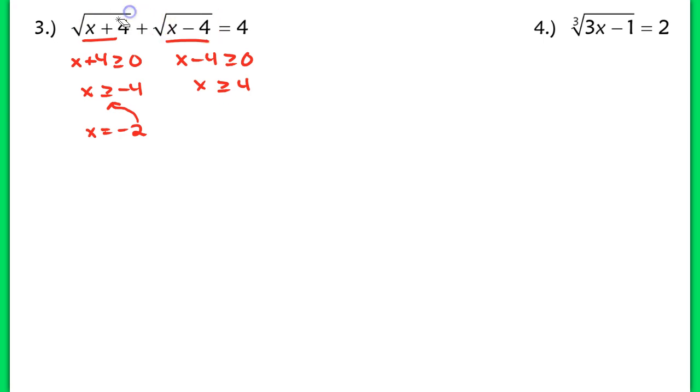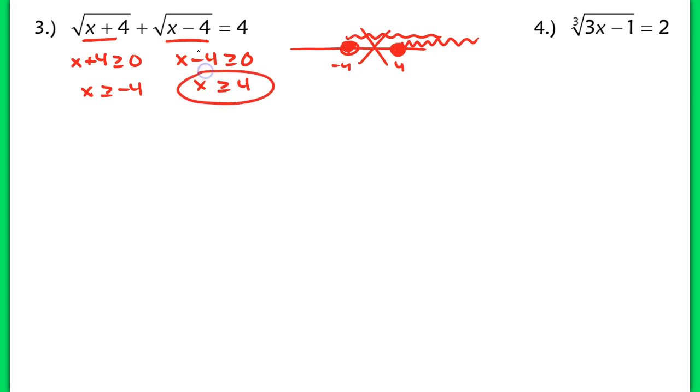So you have to pick the more restrictive one, and you can see it on a number line. If we have, here's negative 4 and here's 4, this inequality is saying everything greater than or equal to 4, while this one is saying, wait, these values don't work. You've got to only pick values that are greater than or equal to 4. So we have to go with the more restrictive one, which is going to be x is greater than or equal to 4. So there's our domain.